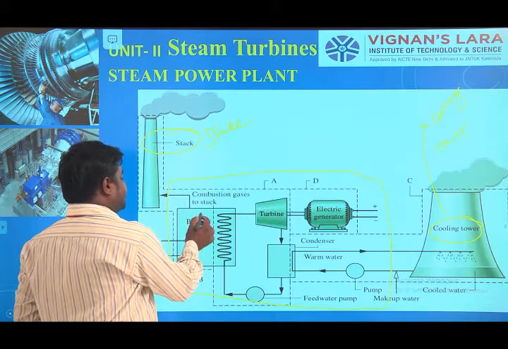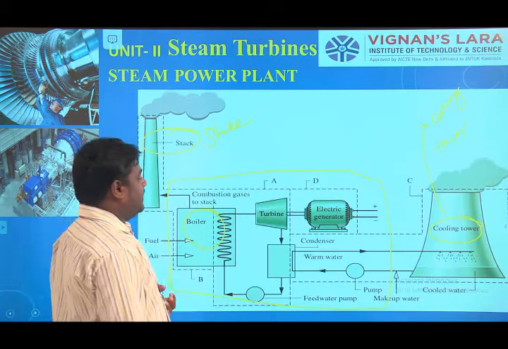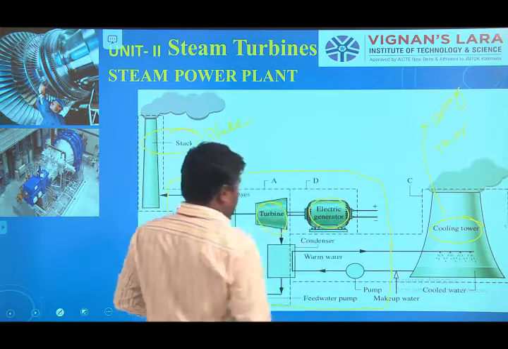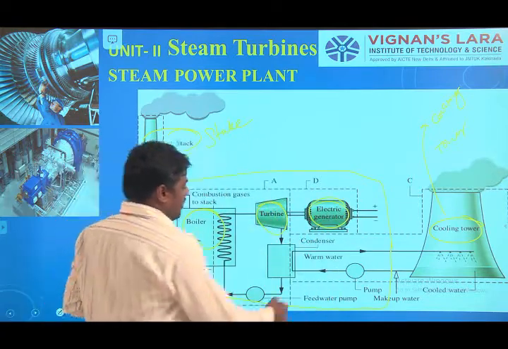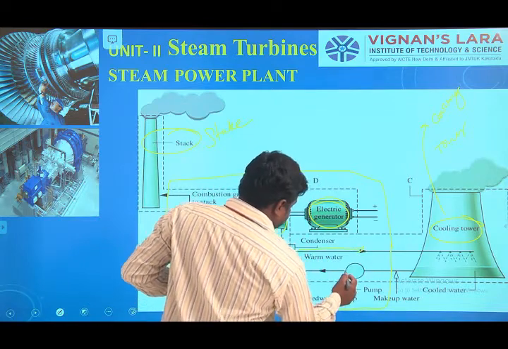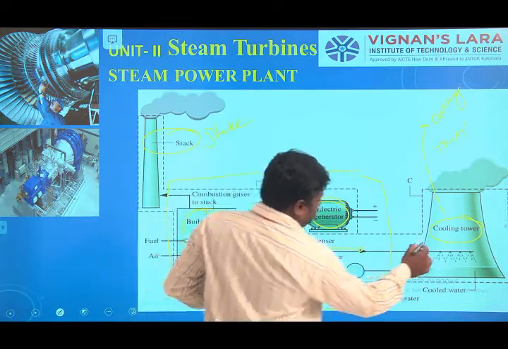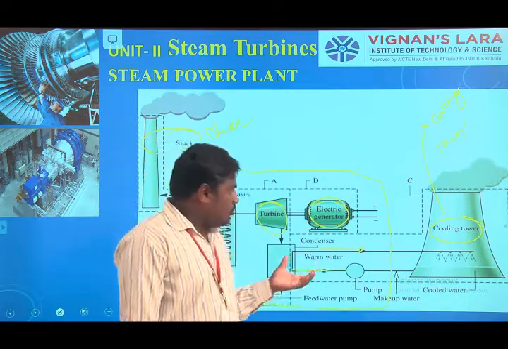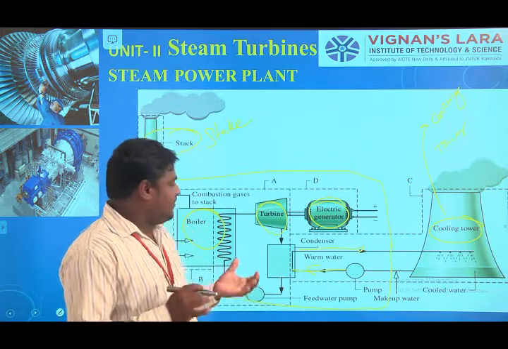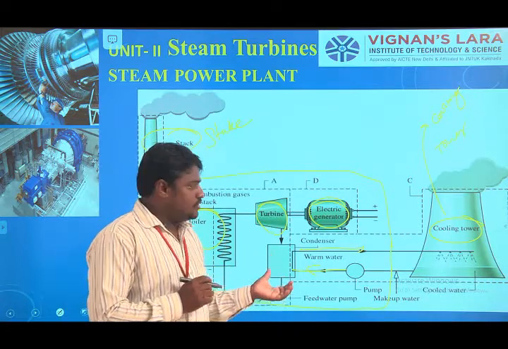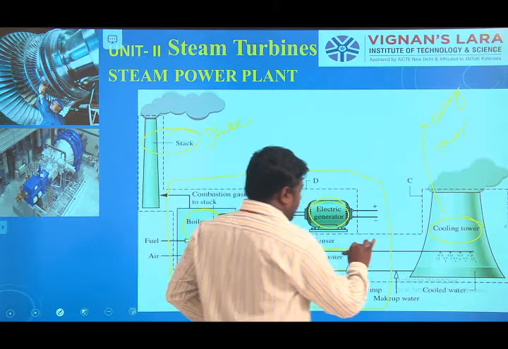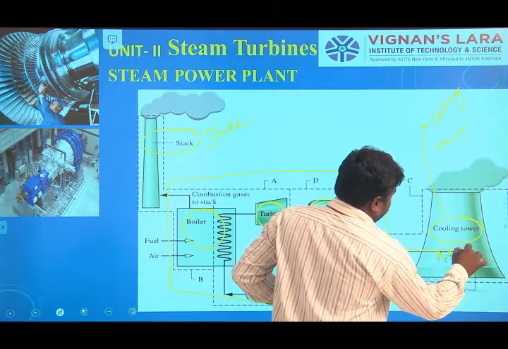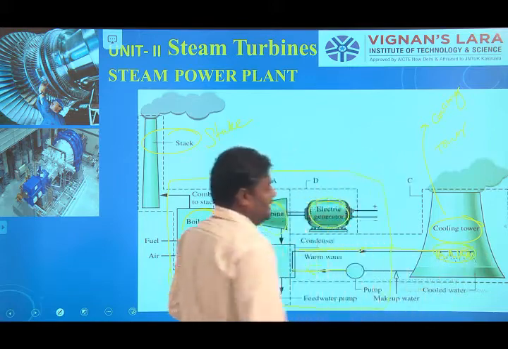We already discussed the boiler, turbine and electrical generator. This is the warm water, this is the cooled water, and this is the cooling tower. What is the main function of the cooling tower? The cooling tower cools the water. When the heated water comes, it is sent here to the cooling tower, and then the water will be cooled.